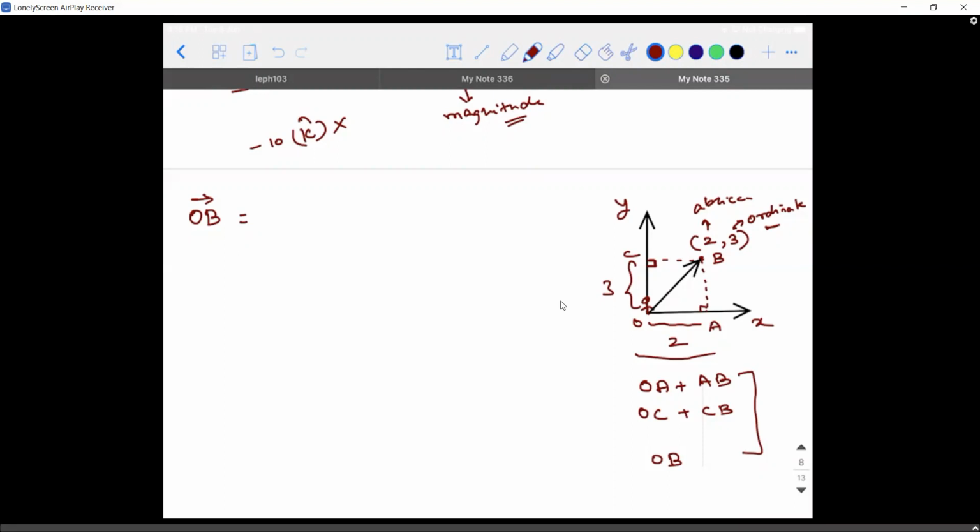2 units. I have moved 2 units along the x-axis. So how do I tell the person who's reading my paper? I cannot sit and write positive x-axis or negative x-axis. I will write 2 with an i cap on top of it. Guys, does this make sense? Yes, sir. i cap means plus x direction. How much is the distance I have moved along y direction? 3 units in the positive y direction. So can I write it as 2 i cap plus 3 j cap? Yes, sir.